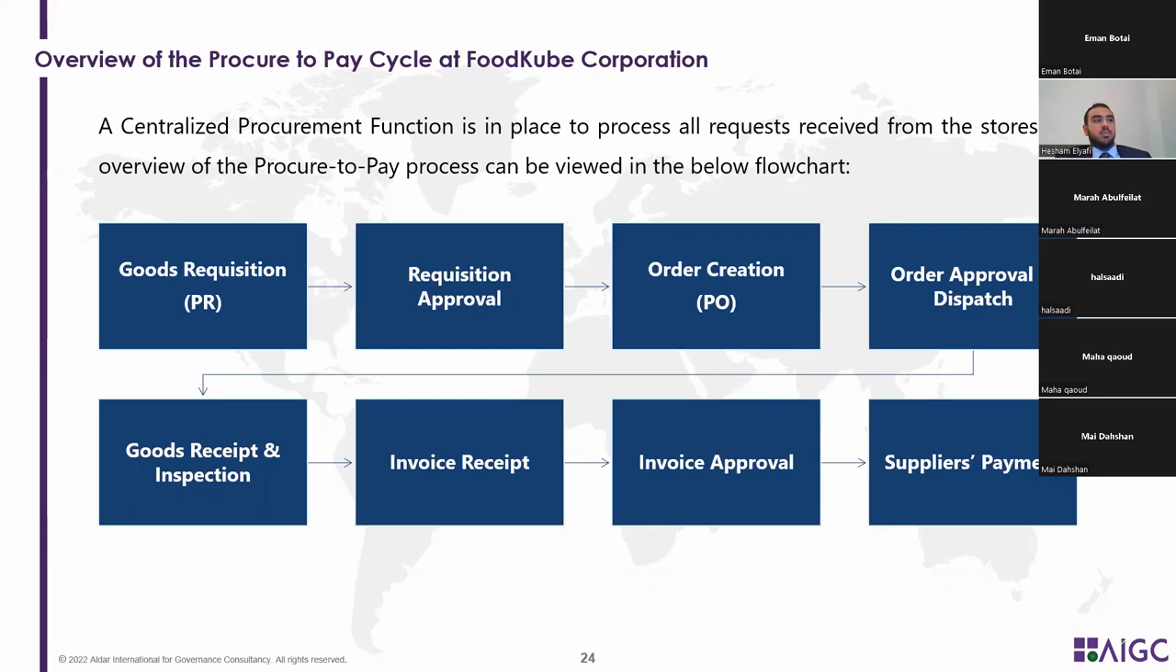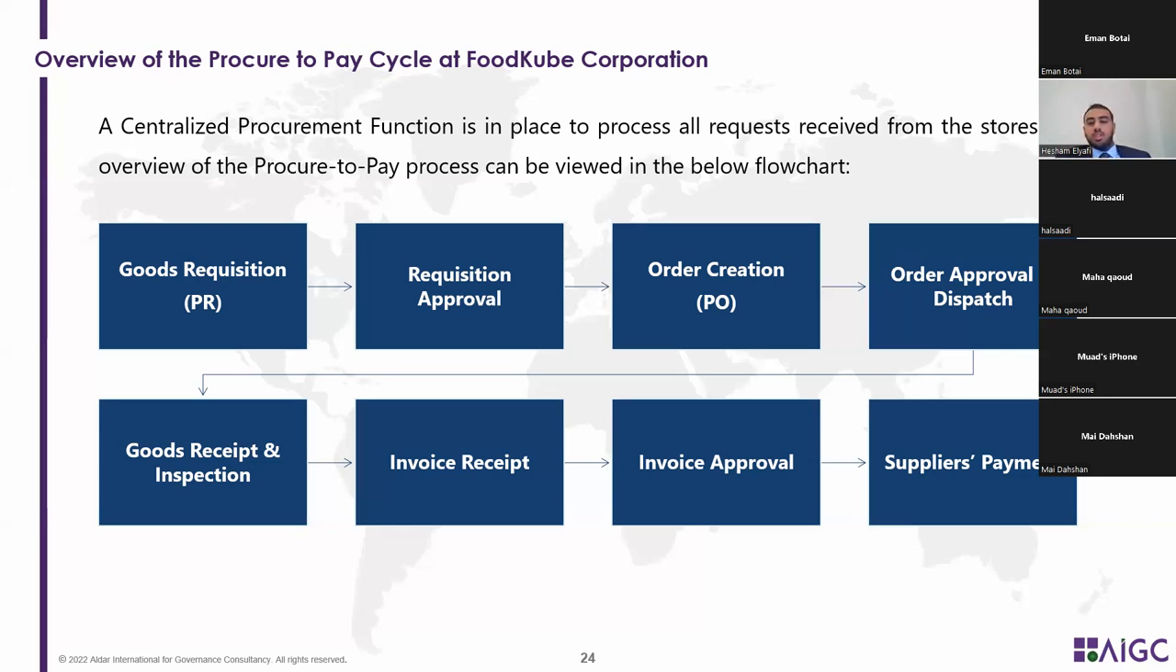Again, as you can see, the process is a little bit traditional. So we have the PR process, the goods requisition, which passes through the approval of the business unit manager and then the procurement before it goes to the PO stage, where the procurement team will collect the quotations and will process the PO, whether in forms of approving it and dispatching it to certain suppliers.